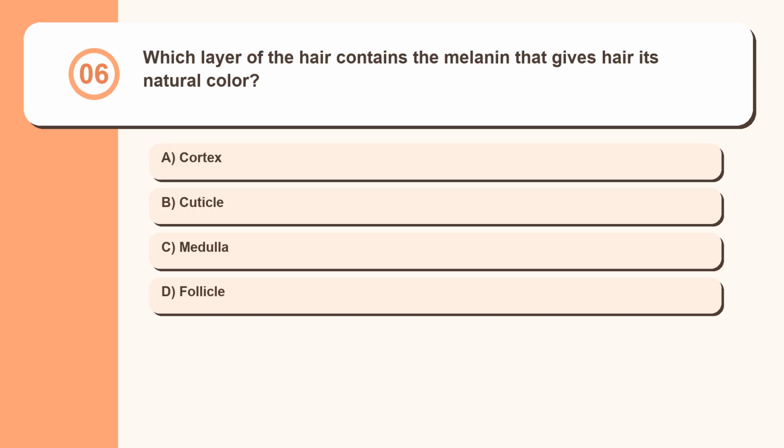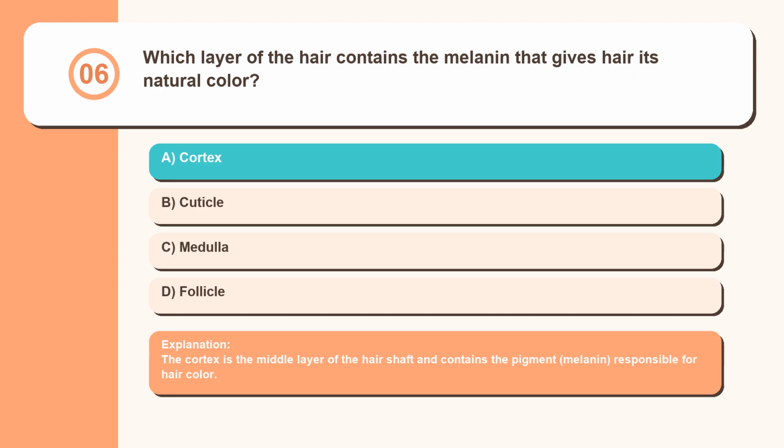Question 6. Which layer of the hair contains the melanin that gives hair its natural color? Cortex, cuticle, medulla, follicle. The cortex is the middle layer of the hair shaft and contains the pigment melanin, responsible for hair color.